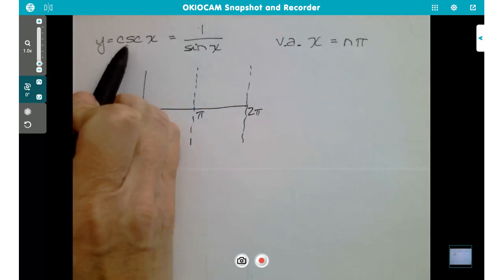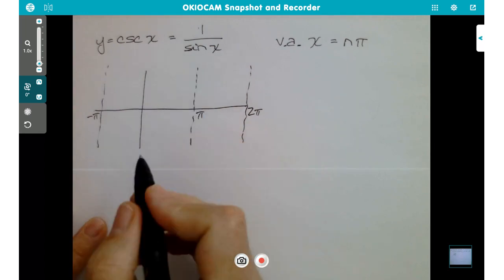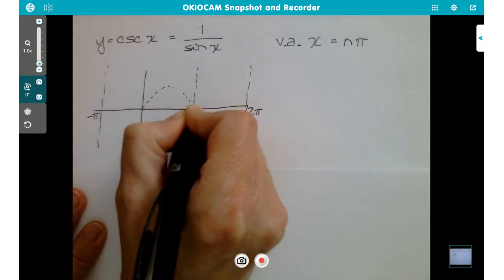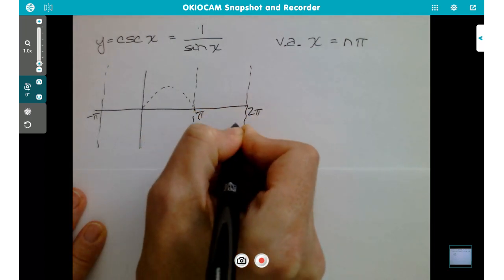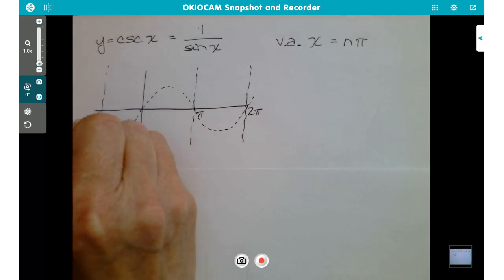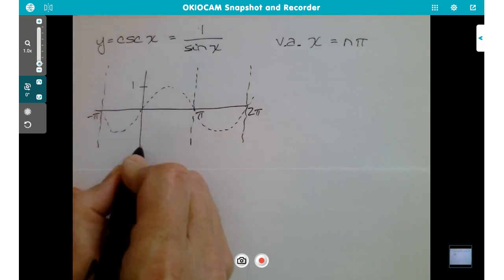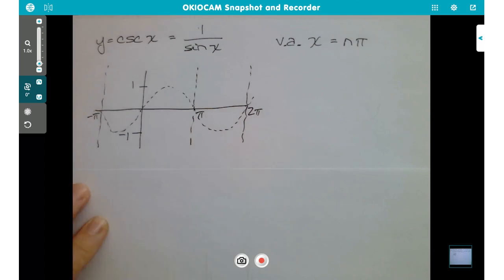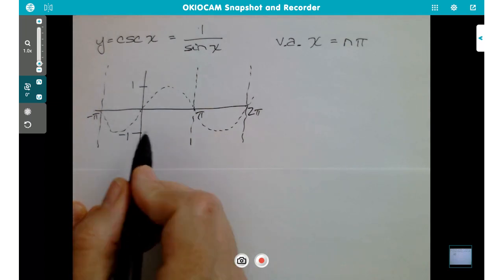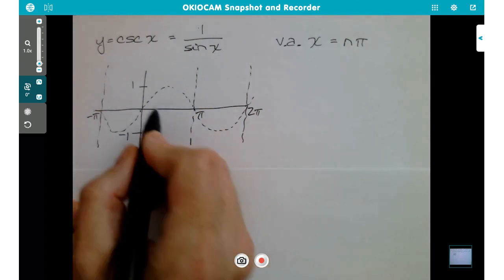Since the cosecant is the reciprocal of the sine, it can be useful to sketch in the sine graph, just to use that as a guide. We can come back this way if we feel like it. The top's at 1, the bottom's at negative 1. Well, let's see. We need some points. We don't have any. All we have is asymptotes so far.